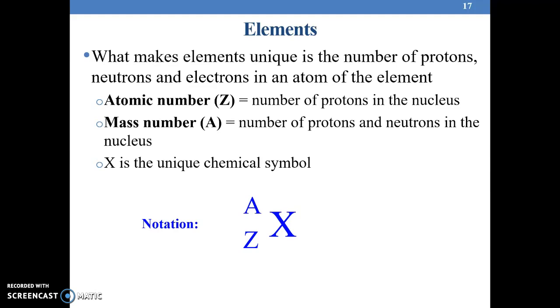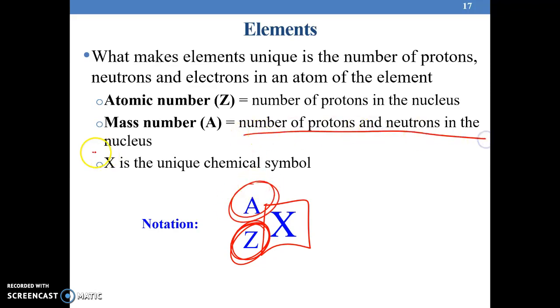So this notation at the bottom is what we're going to see sometimes. X would be your symbol on the periodic table, and Z in the lower left would be that atomic number. Now A we haven't seen yet, that's the mass number. That will be protons plus neutrons, which we already talked about last class, are located in the nucleus.